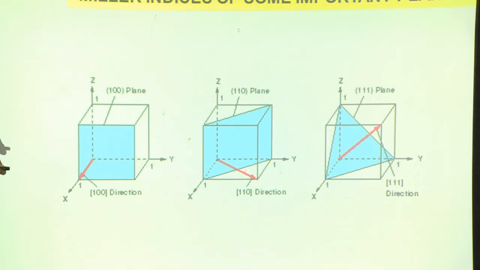So it's not the number that we are going to consider within the parenthesis. It's going to be specifically the ratio of these numbers that we are going to consider as the Miller indices.